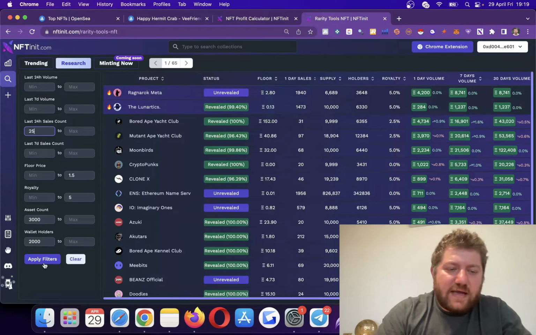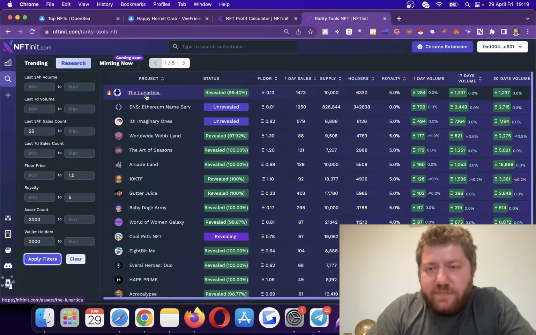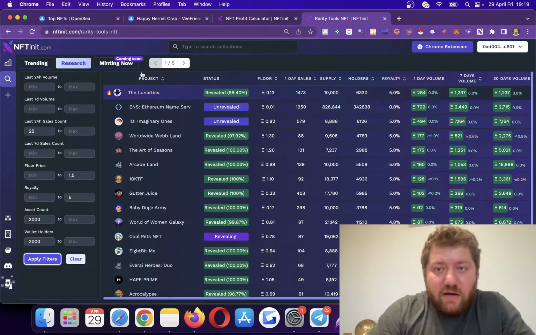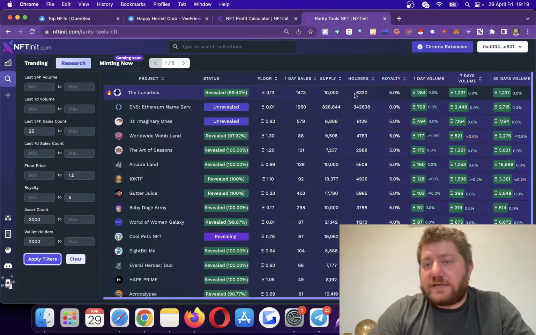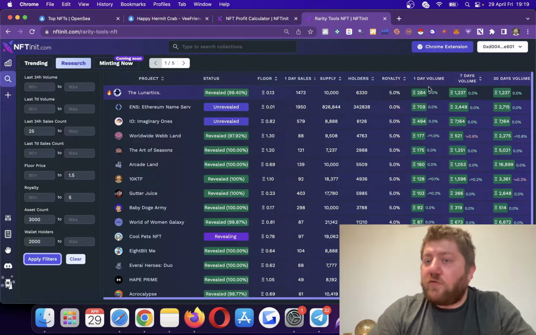So you know what? Let's apply filters. You see, this thing came up. This one, I have no idea about it, but the system says that it is on fire right now. It has a supply of 10,000. Unique holders are above 6,000. Royalty is 5%. Floor is 0.13. All the metrics are matching. One day volume is quite big actually. It is almost 300 Ethereum.